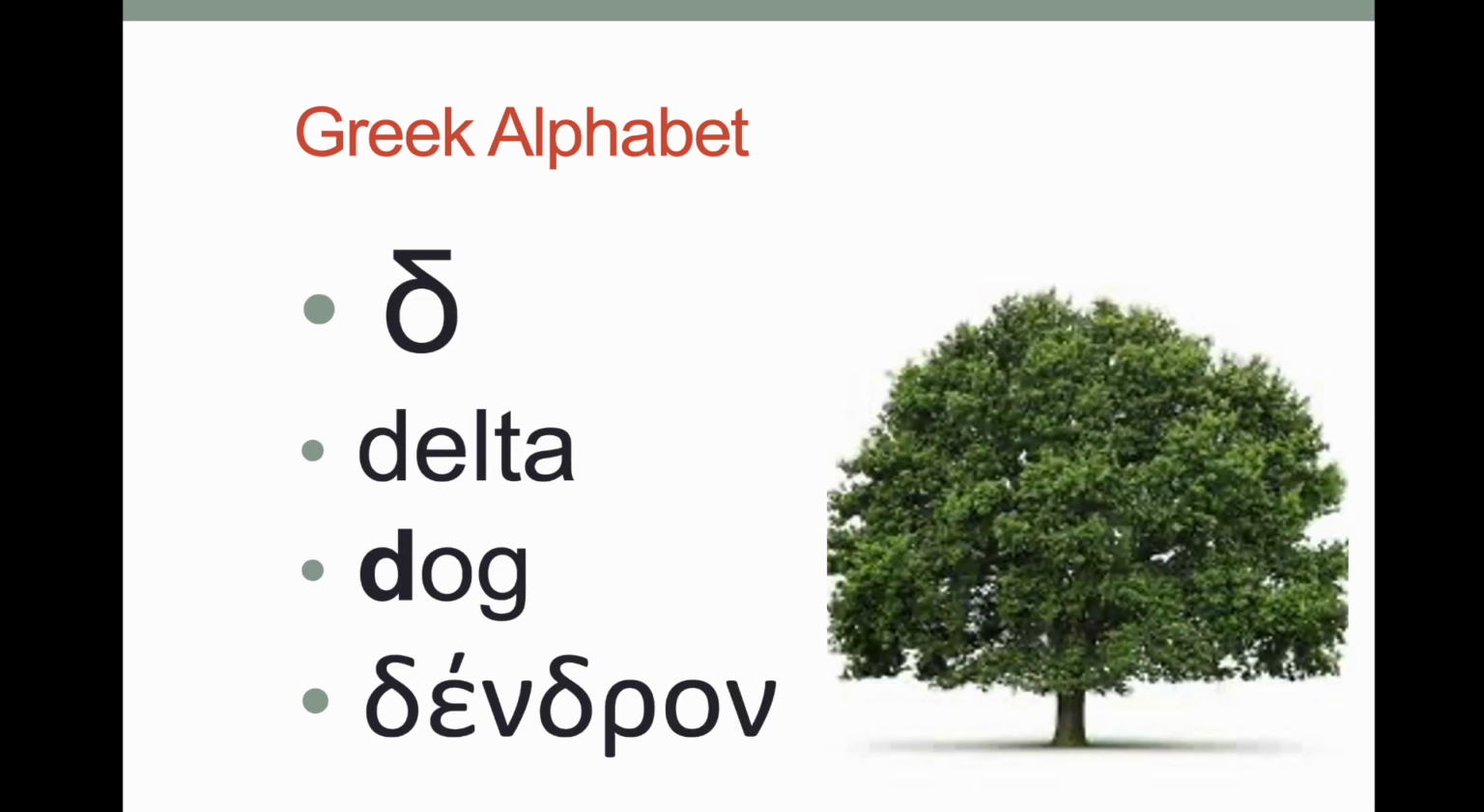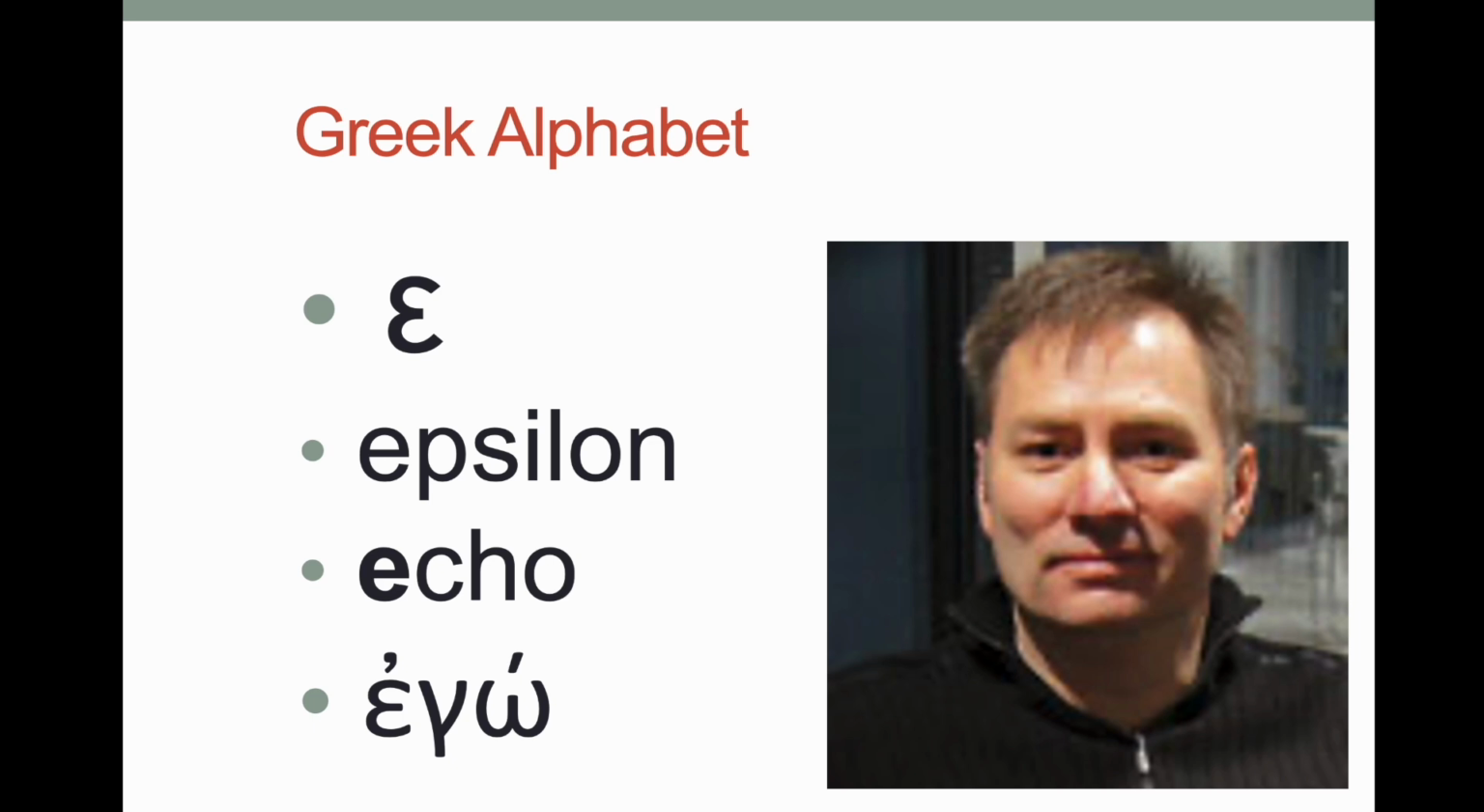The next letter is delta, and delta makes a D sound, like our English word dog. And the example I have there is the Greek word for tree, and it's pronounced dendron. The next letter there is an epsilon. Epsilon makes a short E sound, like the English word echo. And the Greek word I have there is the word for I, ego. And I have a picture of myself there because I'm a bit egotistical.